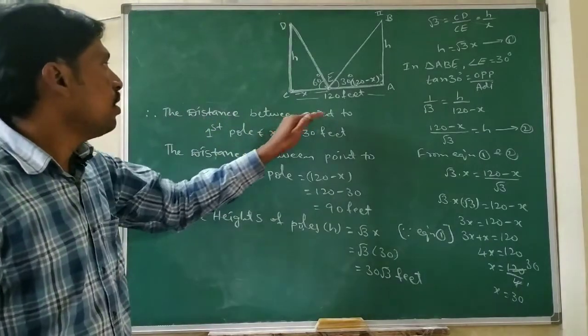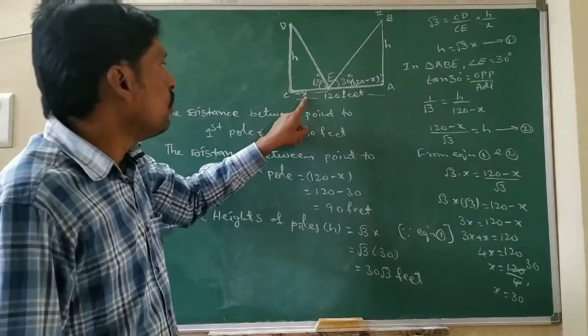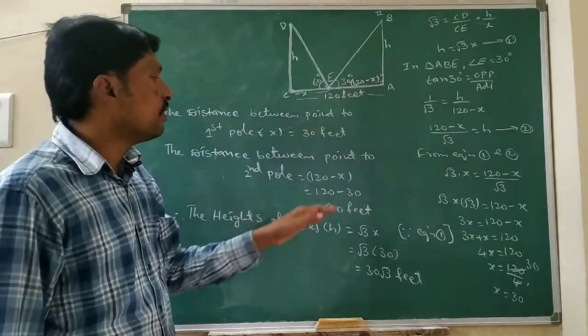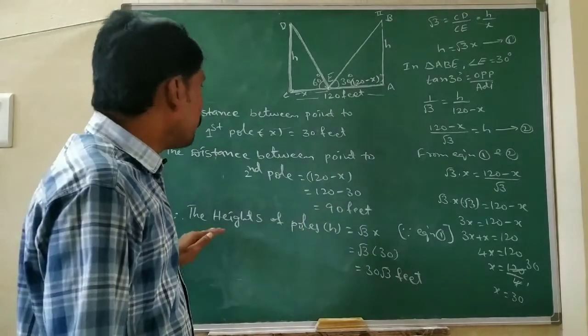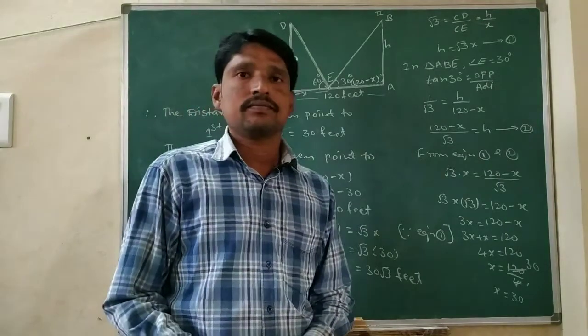So the distance between the point and the first pole, this is the first pole we took, this is the second pole. First pole we got 30 feet, second pole, the point to the second pole is 90 feet. The height of both poles is 30 root 3 feet.